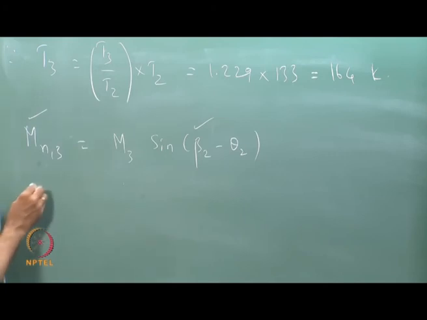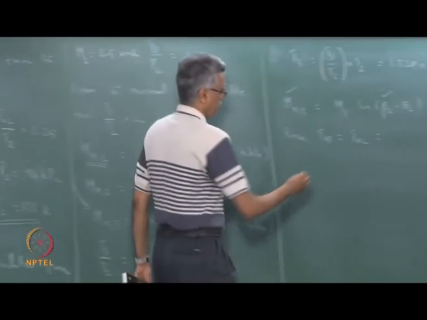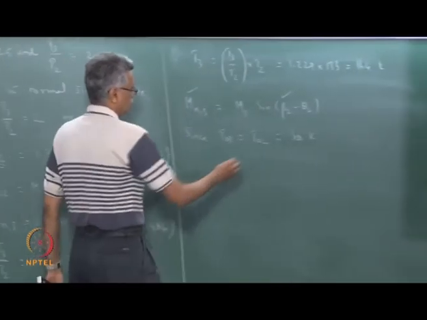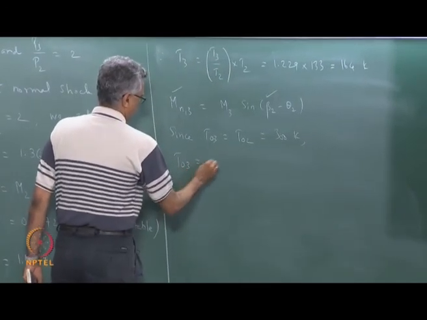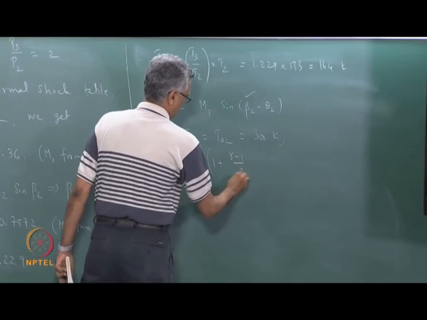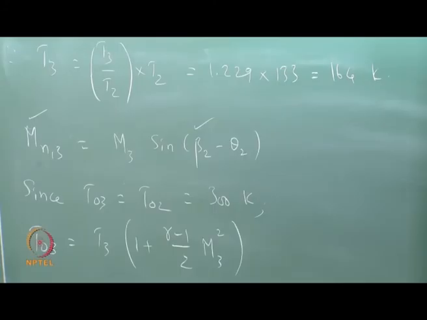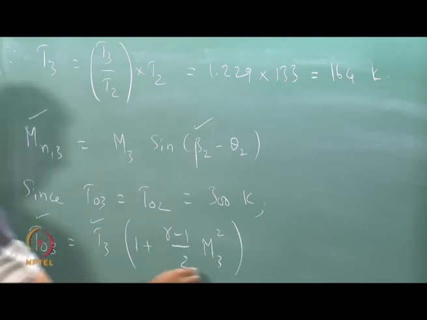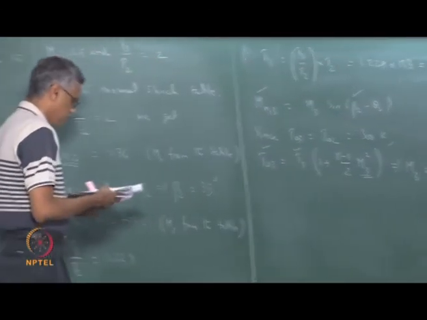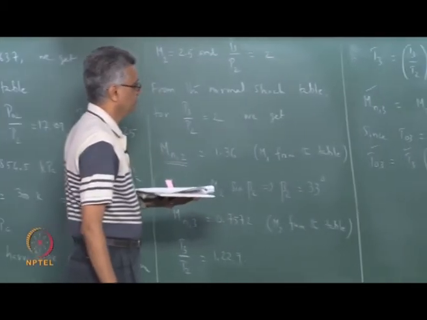Since the stagnation temperature remains constant, and I know the static temperature, from the definition of stagnation temperature, I can write this: T03 is known, T3 is known. I can calculate M3 from this. So this gives me M3 equal to approximately 2.04.